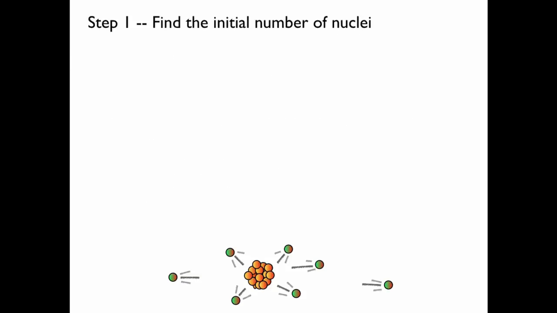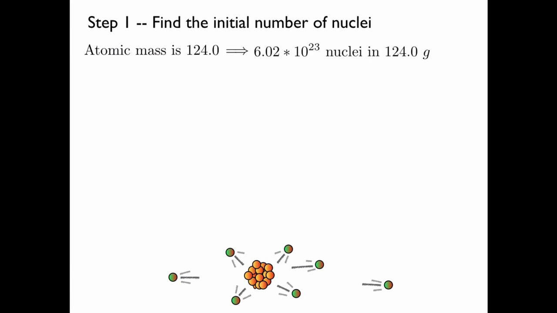We'll start by finding the initial number of nuclei. Now, the atomic mass of this isotope is 124, which implies that there is an Avogadro's number of nuclei, i.e. 6.02 times 10 to the 23 nuclei, in 124 grams. That's what it means to have an atomic mass of 124.